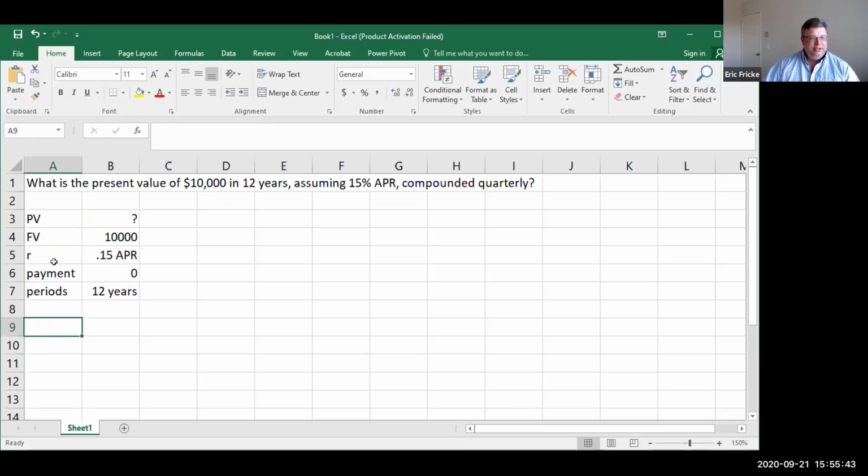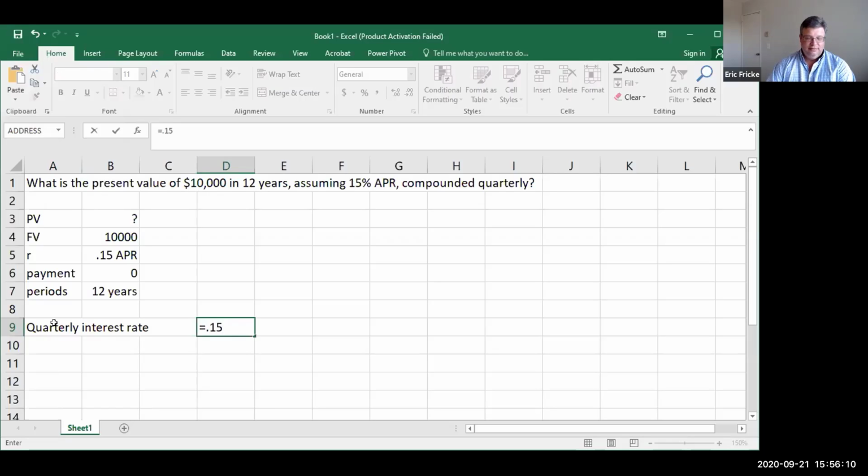Okay, so what we need to do, we're calculating present value, and the quarterly is our period, right? So let's go ahead and convert this to a quarterly interest rate. And so that's going to be 0.15 divided by 4. Because 15% is an APR, annual percentage rate, and we can just divide it by the number of periods per year, and it will give us that periodic rate.